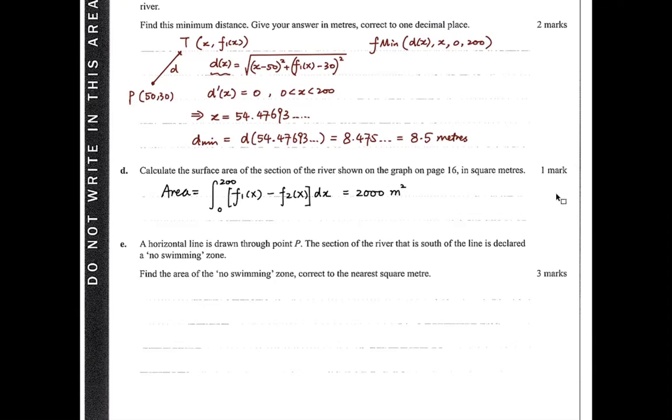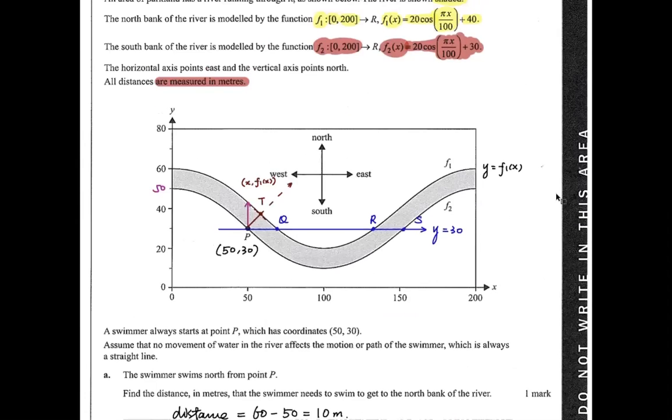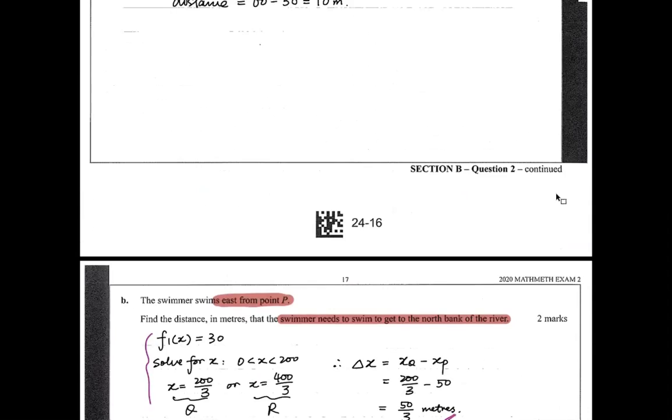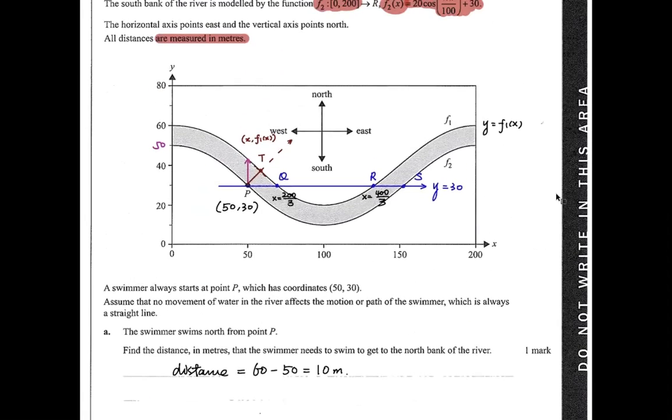A horizontal line is drawn through point P. The section of the river that is south of the line is declared a no swimming zone. Find the area of the no swimming zone correct to the nearest square meter. So look at the diagram carefully. Maybe let me just label the information: x equals 200 over 3, x equals 400 over 3. Let me double check. Yes, obtained from part B.